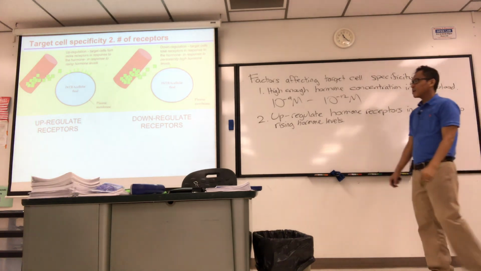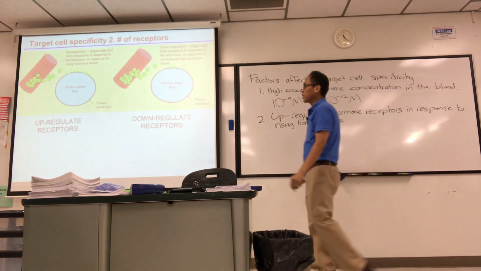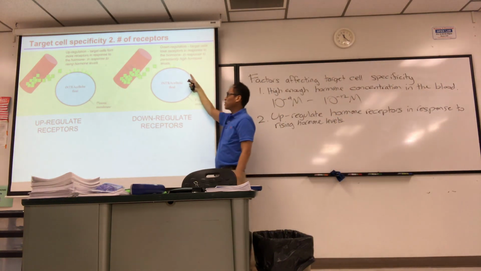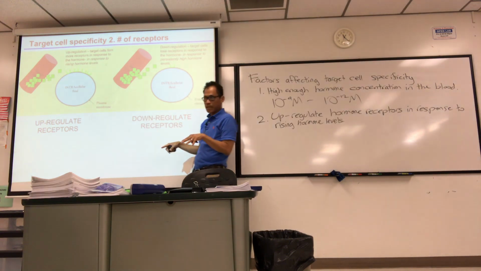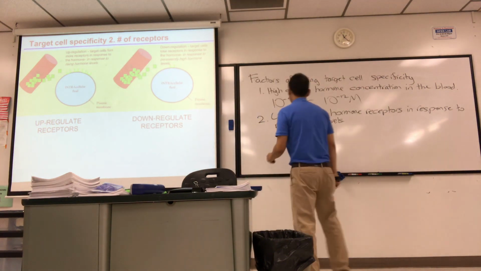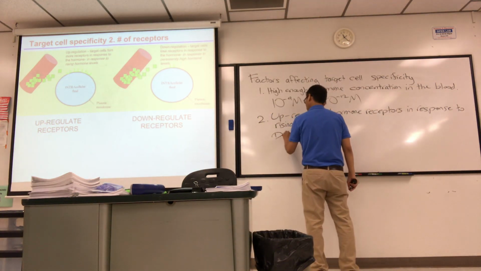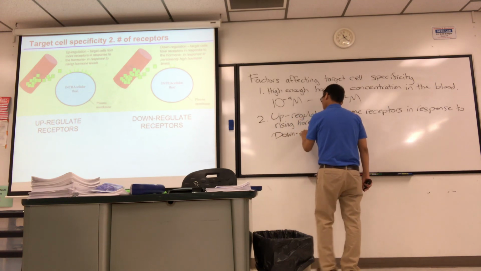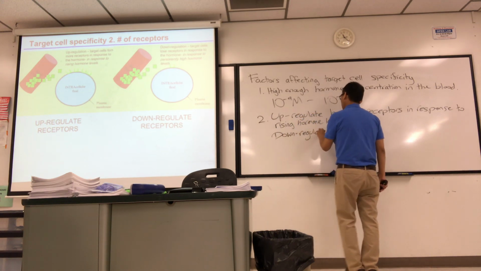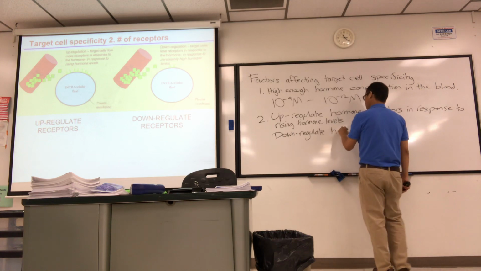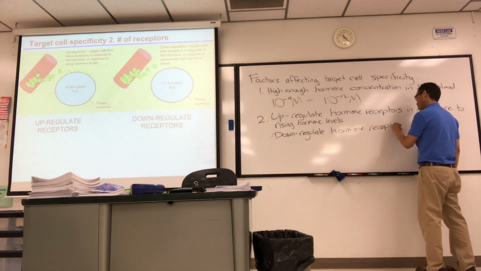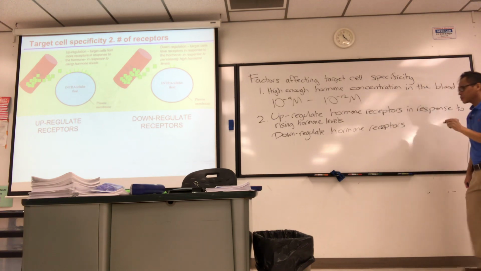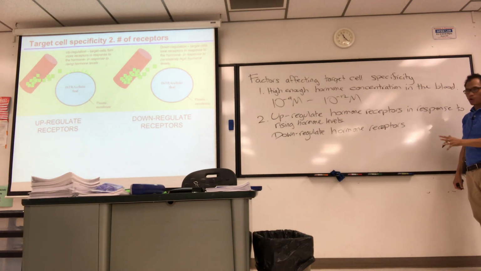The converse is a cell will start to downregulate the hormone receptor if the hormone levels are persistently too high. Okay, you don't want to overshoot homeostasis. Downregulate hormone receptors in response to persistently high hormone levels.